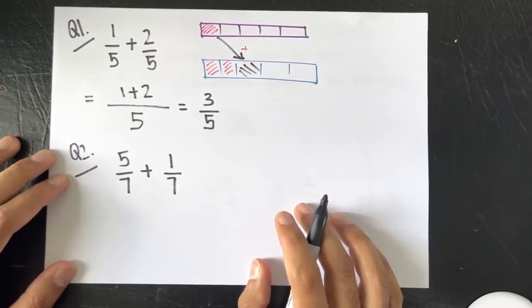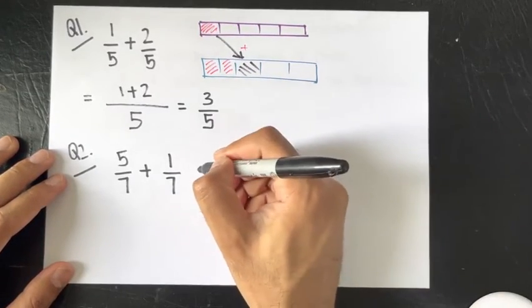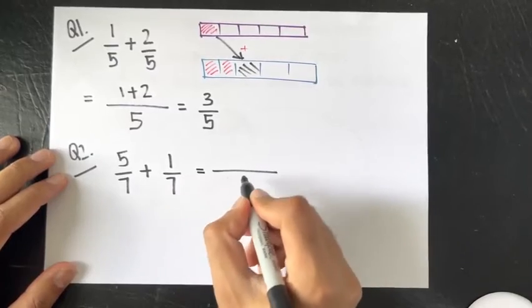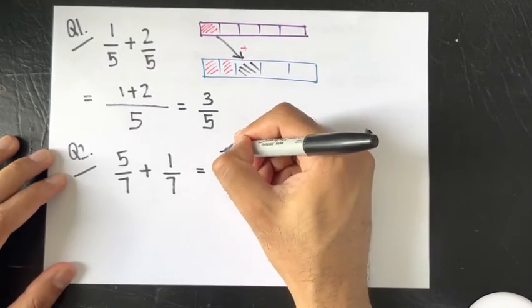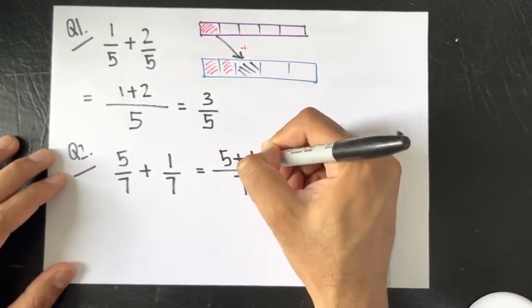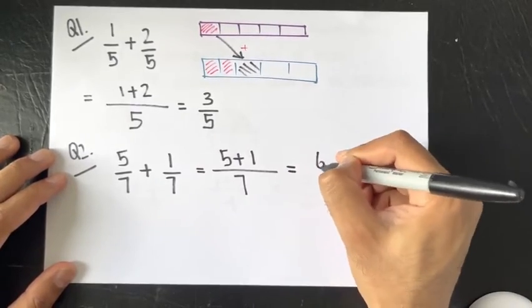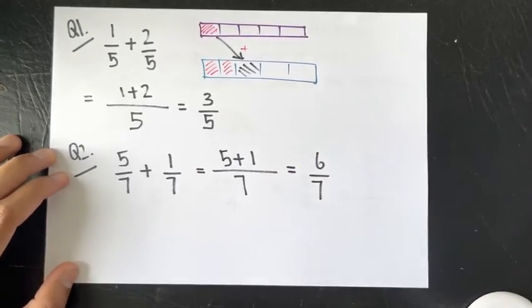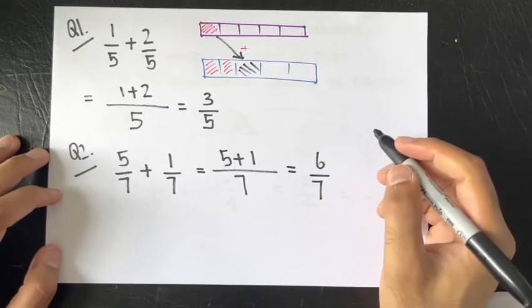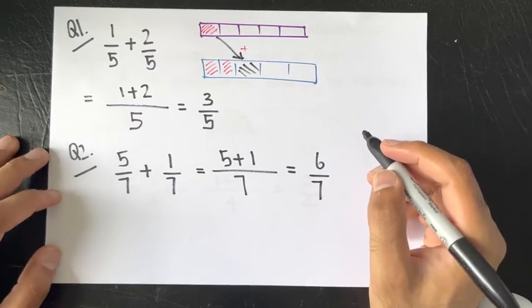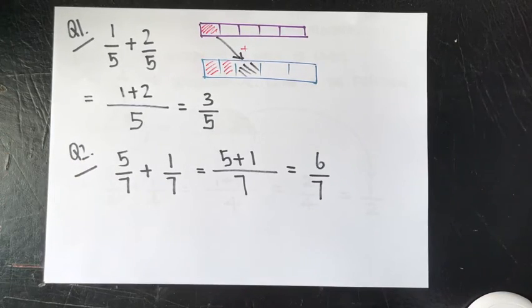So you got 5/7 plus 1/7. Common denominator is 7. And you go 5 plus 1 equals 6/7. And that's how you add fractions. That's how you add proper fractions with common denominators.